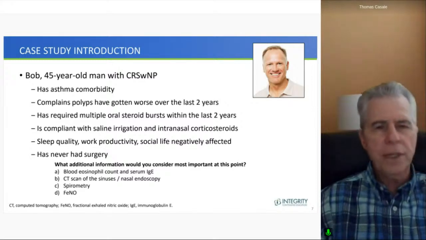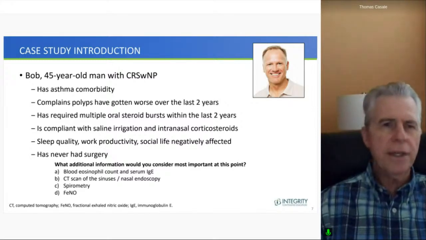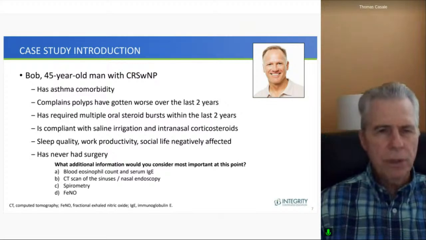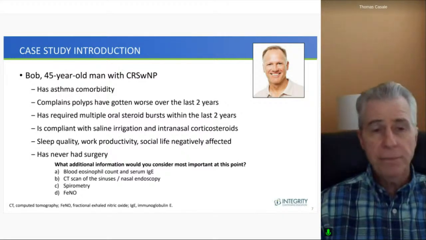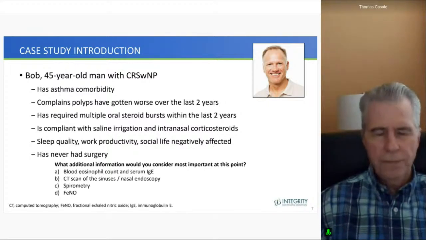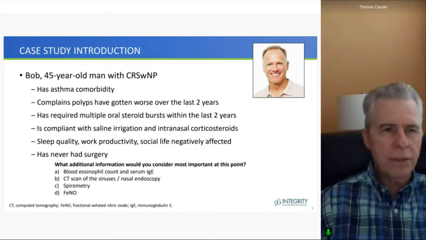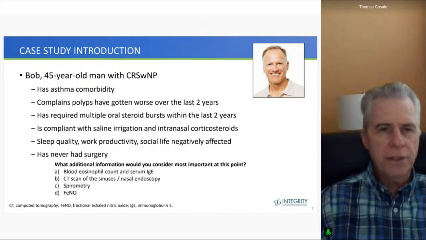Or exhaled nitric oxide. Exhaled nitric oxide in this patient probably wouldn't be extremely helpful at this point. It's a good marker for certain types of patients with asthma, but really hasn't been shown to be very good for classifying and characterizing patients with nasal polyps.